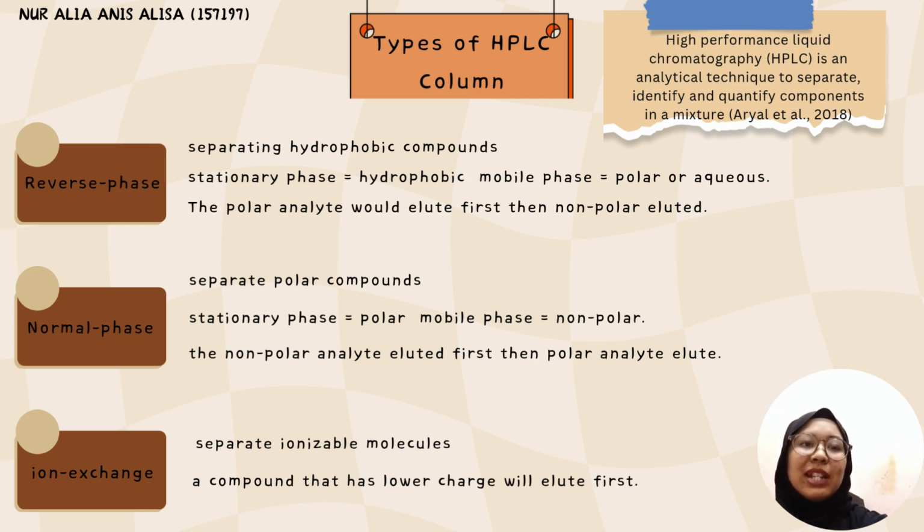Next, normal phase HPLC is used to separate polar compounds such as amino acids. The stationary phase in normal phase HPLC is polar, while the mobile phase is non-polar. In normal phase HPLC, the non-polar analyte will be eluted first, then the polar analyte will be eluted next. The third type of HPLC column is ion exchange, which is used to separate ionizable molecules. For ion charge, a compound that has lower charge will be eluted first.